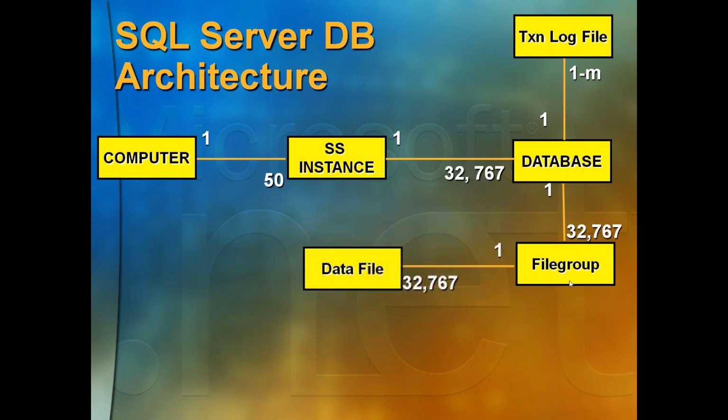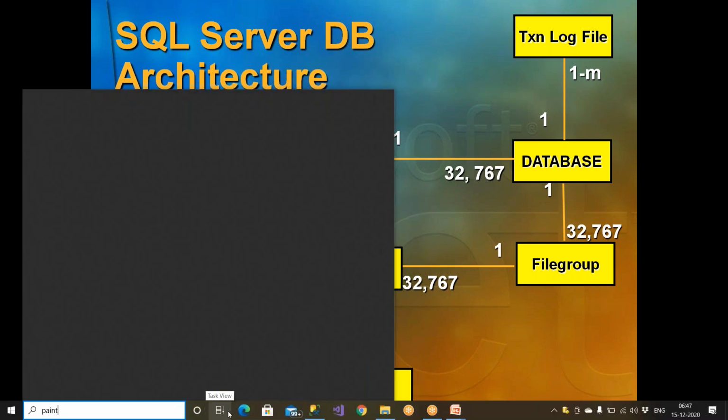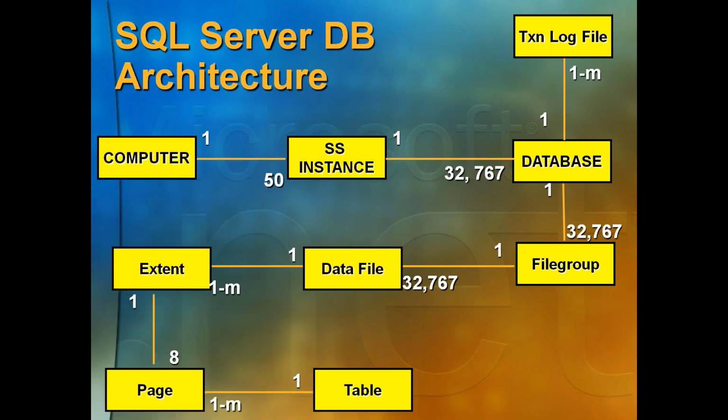Now within the file group, we can have data files where the data is being stored. In one file group, you can have 32,767 data files maximum, and one data file will have one or more extents, and one extent is nothing but 8 pages. 8 pages are called one extent, and one table's data is going to occupy one or more pages. Let me open Paint and let me explain slowly.